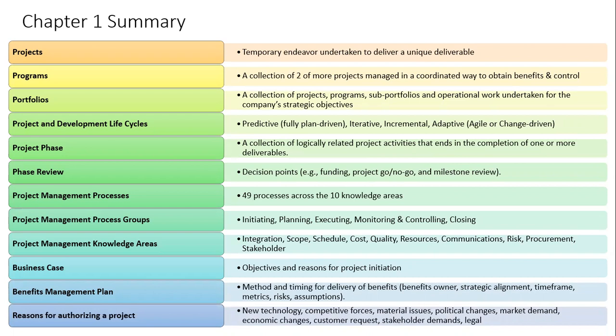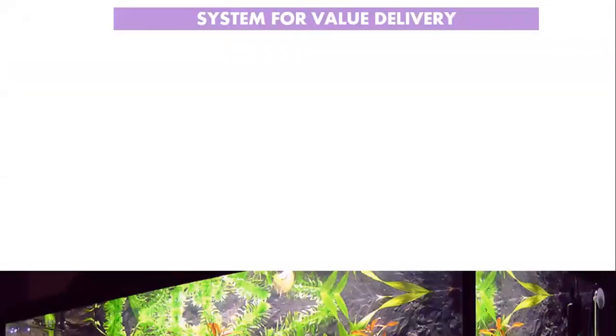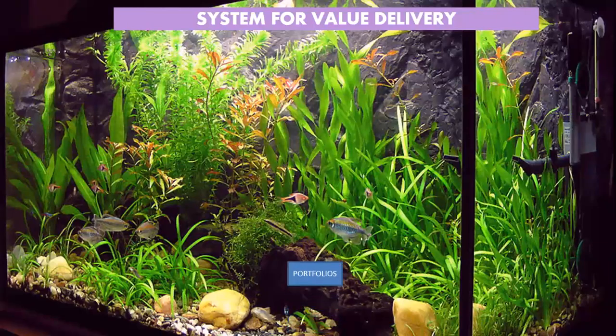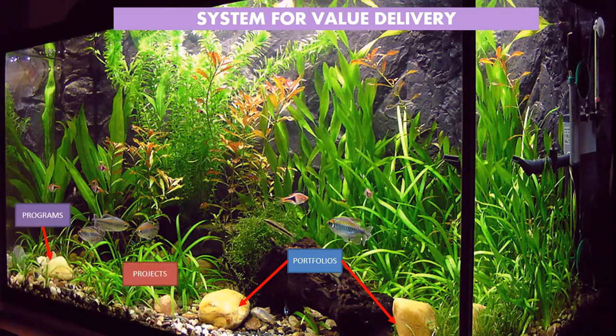This will be helpful for your exam, even though it is not in the 6th edition, it is in the 7th edition. It's called a system for value delivery. I liken this system to an aquarium. In the aquarium, we have big boulders. We will call these portfolios. We have smaller rocks. We call them programs. And then we have pebbles. We could look at these as projects. All of these are meant to be part of the value delivery system.